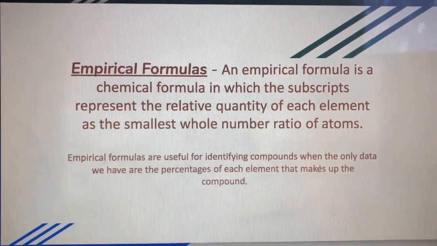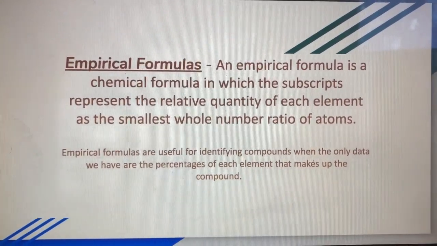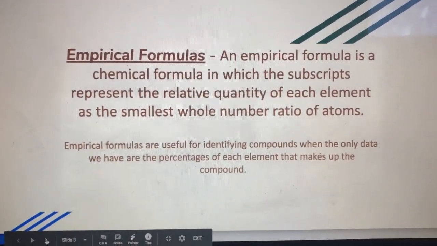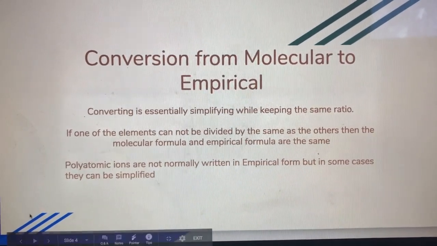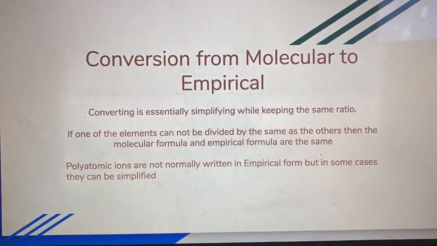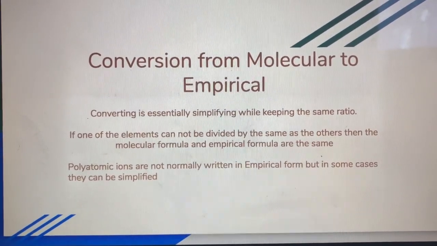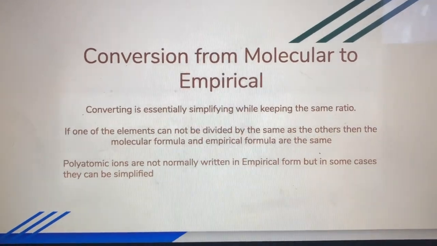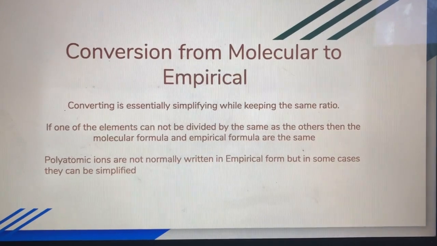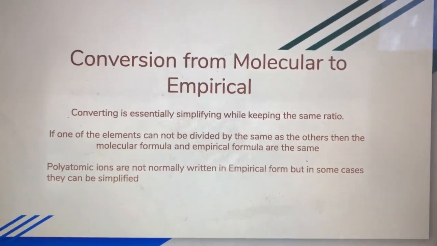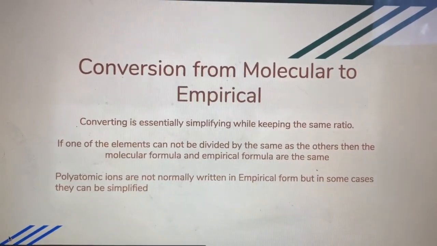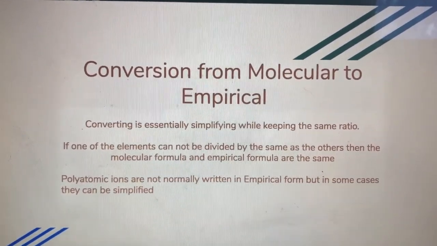Empirical formulas are useful for identifying compounds when the only data we have are the percentages of each element. And the conversion is essentially simplifying while keeping the same ratio, like I said. If one of the elements cannot be divided by the same as the others, so if you can't keep the same ratio in whole numbers, then the molecular formula and empirical are just the same. Then polyatomic ions are not normally written in empirical form, but in some cases they can be.